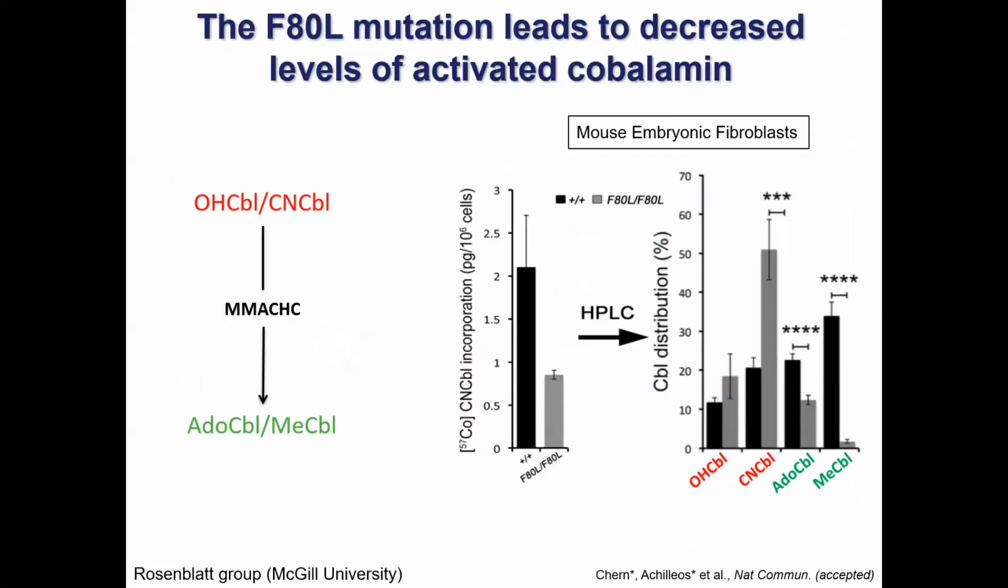I'm not going to go into the details of how we did this, but you can measure the inactive form of B12 and the active form of B12, and we're able to see that the active form of B12 was greatly reduced in these mutants. What this means is that yes, these mice have a deficiency in cobalamin.